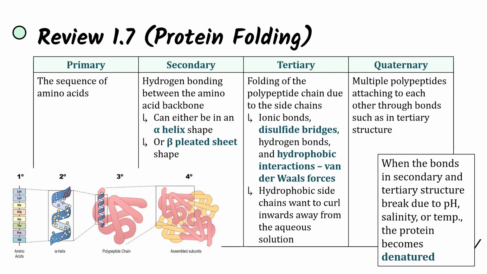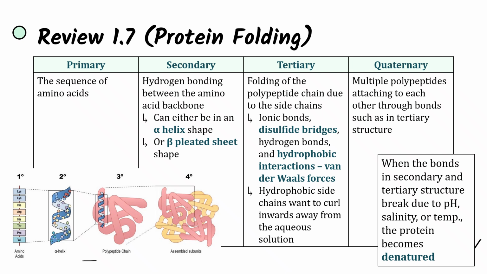So if we look down here at the bottom left, here's our primary structure. We've just got all of the different amino acids in a row. But then because of the amino acid backbone, because of the carboxyl group, we are able to do hydrogen bonding. And this can result in, here it's shown, the alpha helix shape, but it could also create a beta pleated shape, which is more like a sheet.